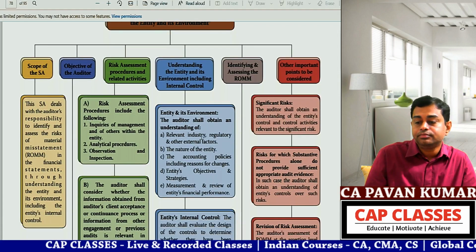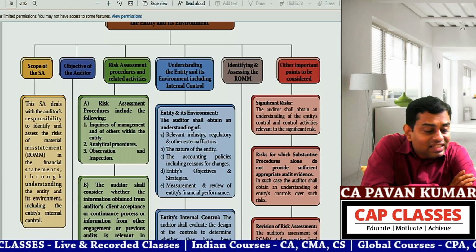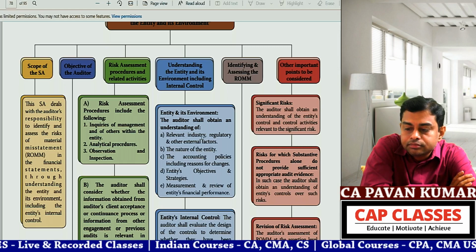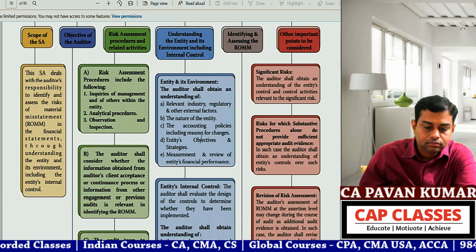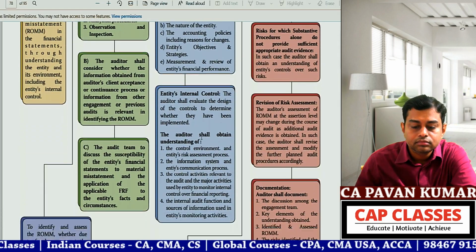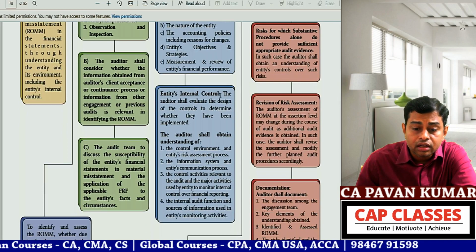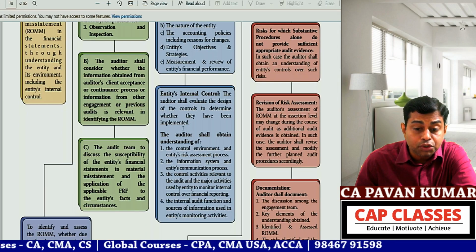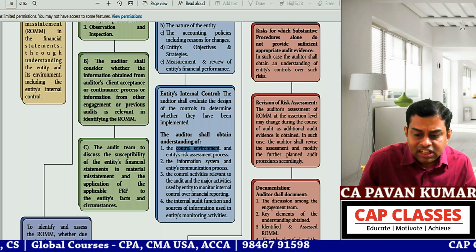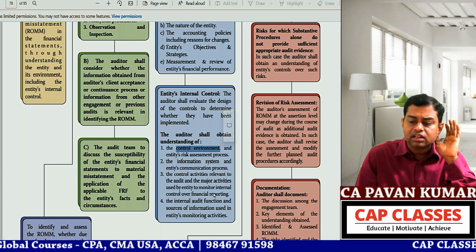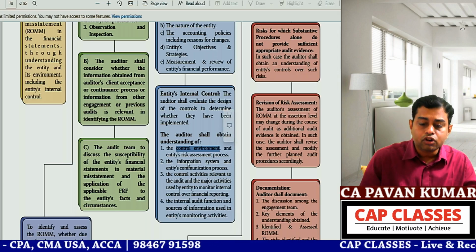Guys, have you studied this standard? Okay, now look here. Entity's internal control. The auditor shall evaluate the design of controls to determine whether they have been implemented. The auditor shall obtain an understanding of one. What is this? I want someone to read it louder. Sachin, can you read this louder? I have highlighted one word. Control environment. Okay, very good.